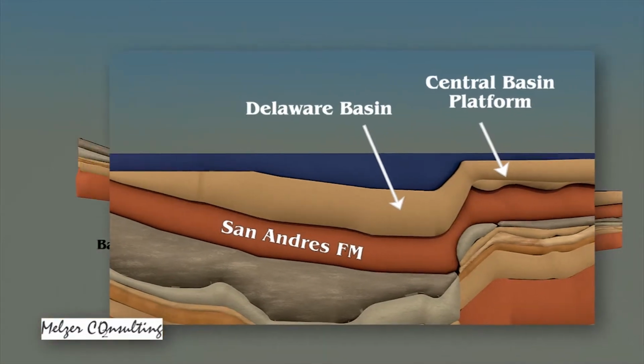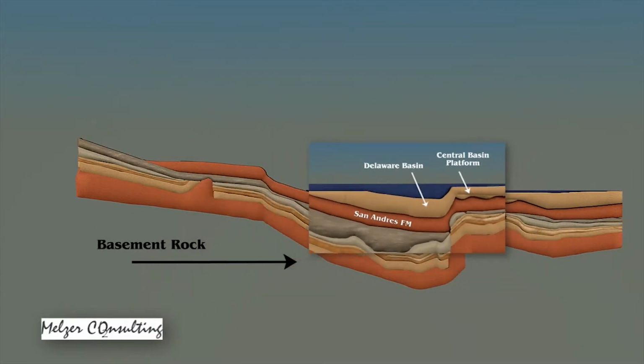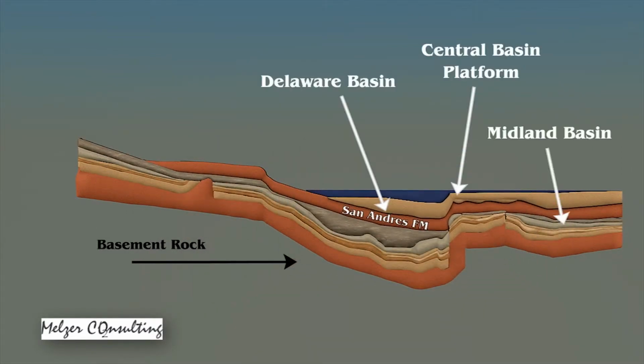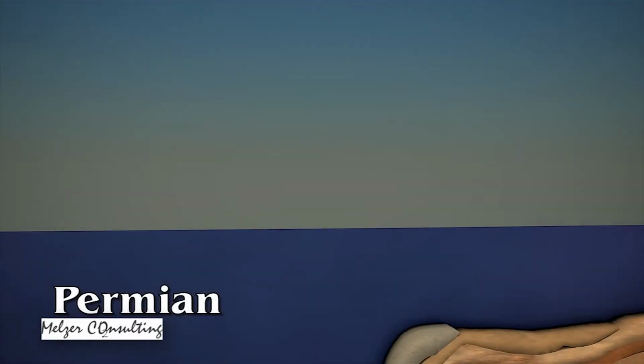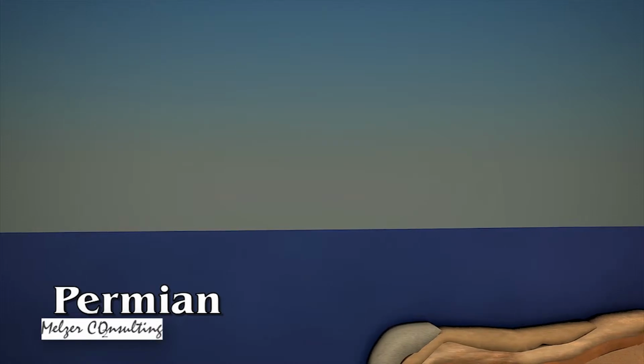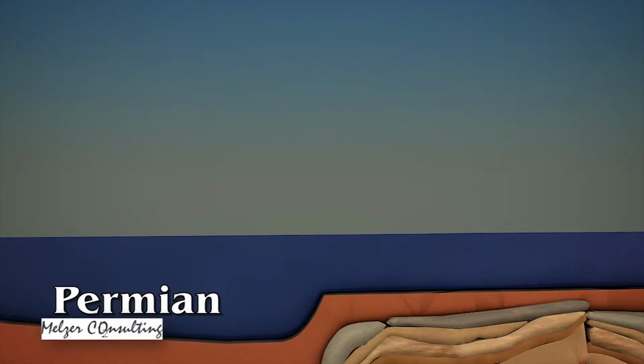But our reservoirs that we've targeted for many years are the San Andres Formation, which lies in sort of the middle to late Permian time. So that's where we start our animation. We're going to look at that cutout section, and you see this Central Basin Platform on the right and the Delaware Basin on the left.